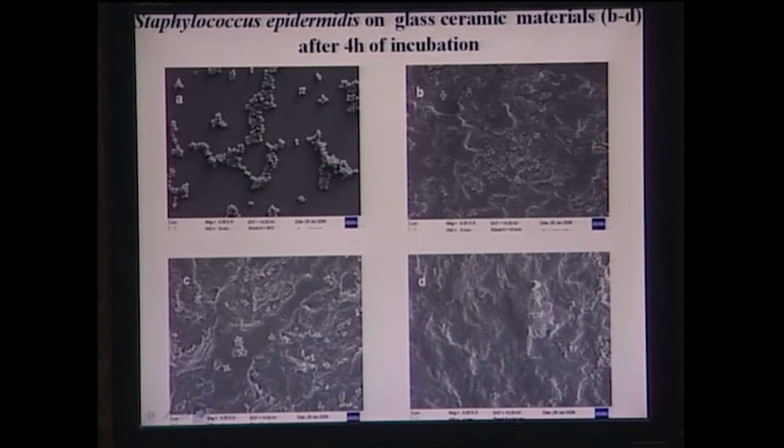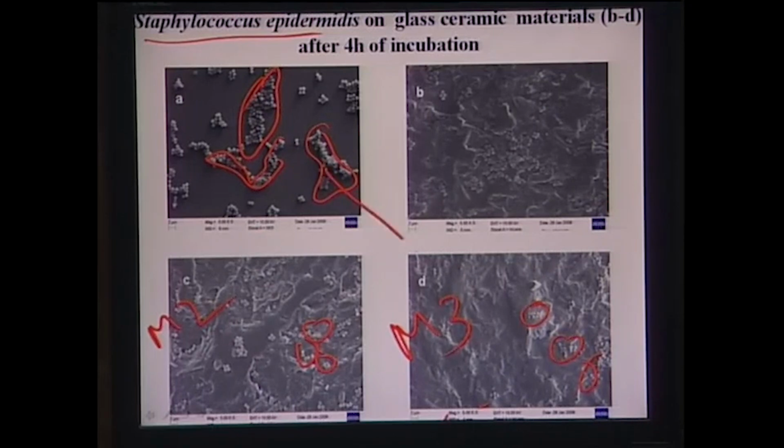As far as the antimicrobial property is concerned, we have seeded Staphylococcus epidermidis, a gram positive bacterium, for 4 hours on these glass ceramic materials. You can see very significant colony formation at different places in the control sample. Such colony formation is largely reduced in M2 and M3, with only a few bacteria forming some clusters here and there. This is certainly much improved in M2 and M3, whereas in M1 we do notice some aggregation of bacteria at different pockets in this microstructure region.